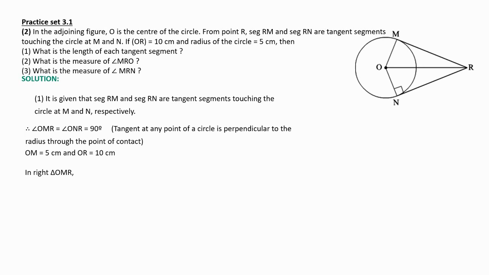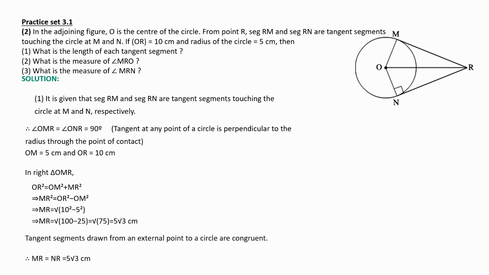In triangle OMR, by using Pythagoras theorem, OR square is equal to OM square plus MR square. By simplifying this and substituting OR as 10 and OM as 5, we get MR to be equal to 5 root 3 centimeters. Tangent segments drawn from an external point to a circle are congruent. Therefore, MR is equal to NR is equal to 5 root 3 centimeters.